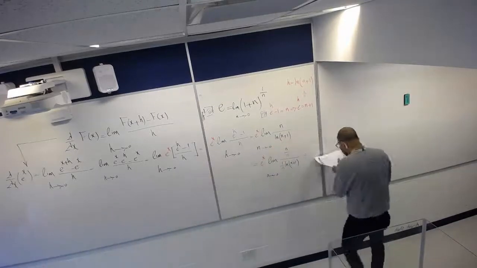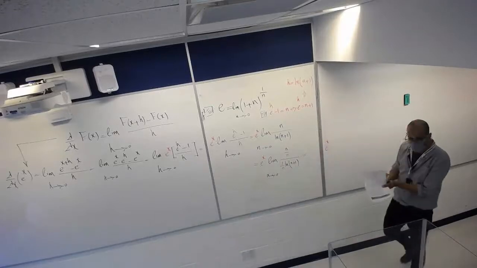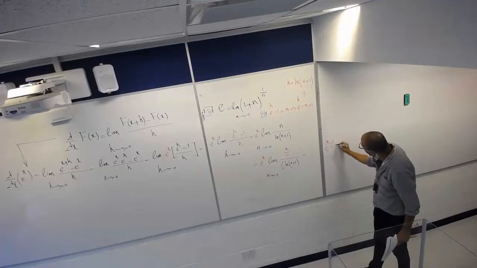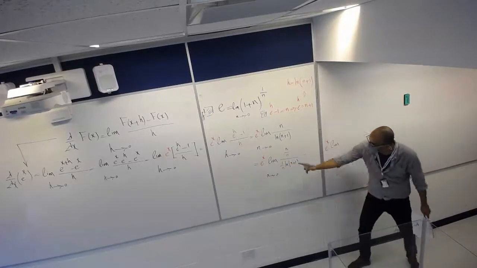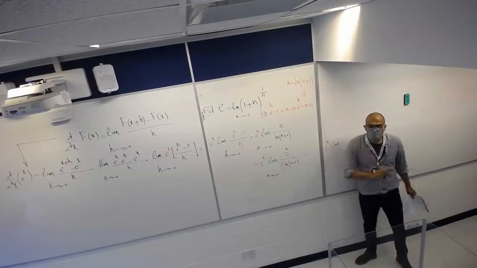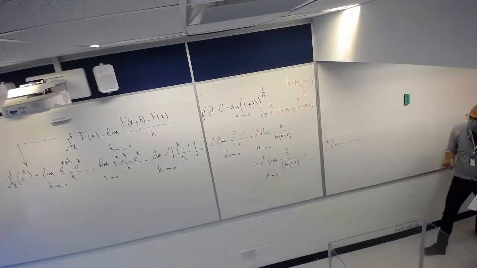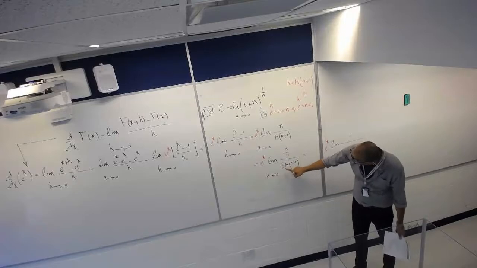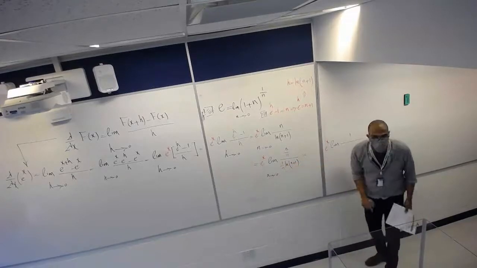Now, I have e to the power x. I keep the limit here. E to the power x is a constant, times the limit of n divided by n. How much do you get? 1. Thank you. I get 1 over there. What else do I have? I have 1 over n times the limit of something.